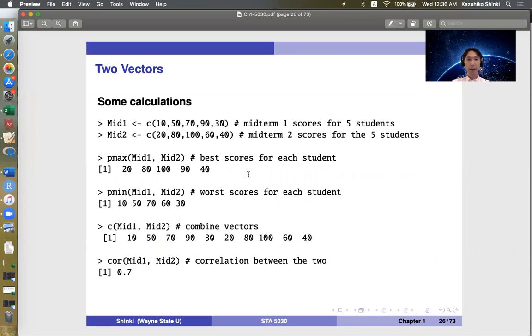Hi, the next topic is functions on two vectors. Functions on two vectors are important in statistics because often we want to see the relationship between two variables, such as height and weight of individual animals. Okay, so the example.